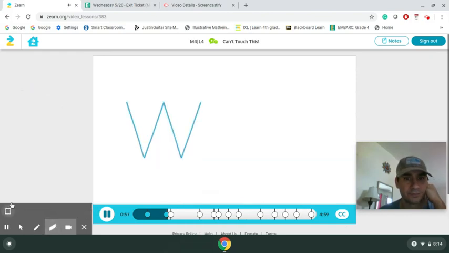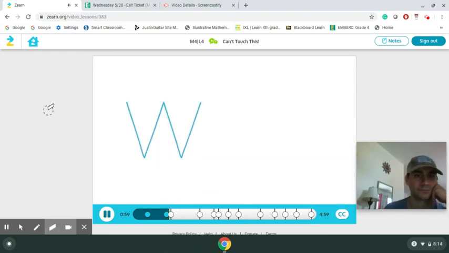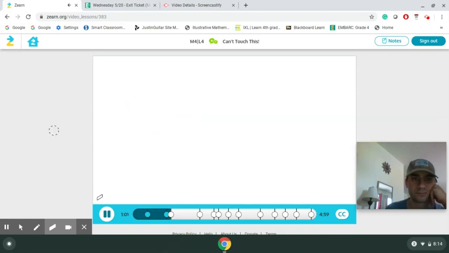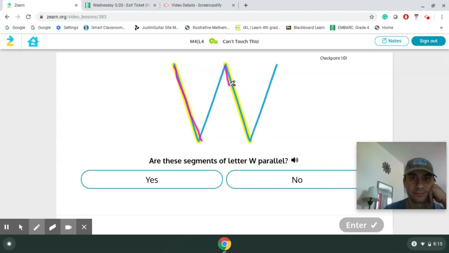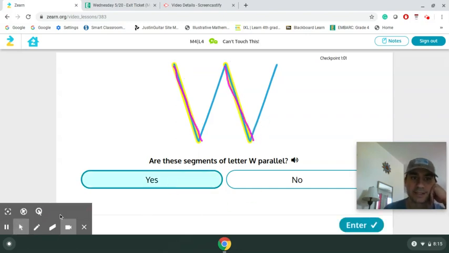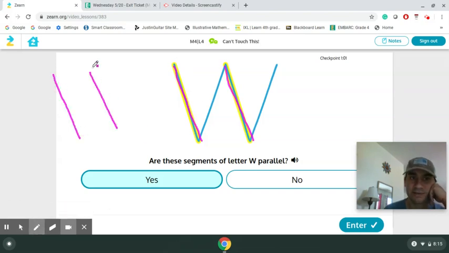Check out this letter W. Are these diagonal segments of letter W parallel? So are the outlined, and we'll do a different color. Let's do pink. Are these parallel? What do we think? I think yes, because if we only looked at those two by themselves, they would go on forever without ever touching. They would never intersect. So yes, they are parallel.